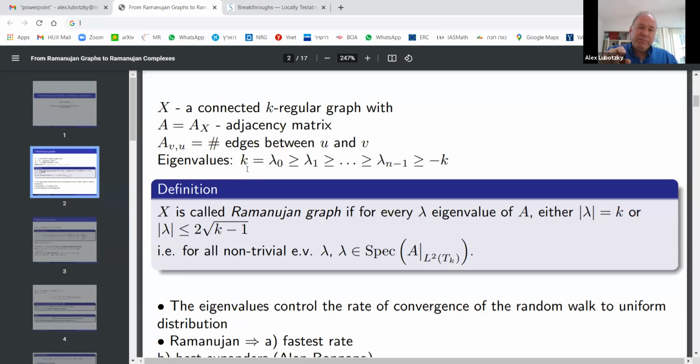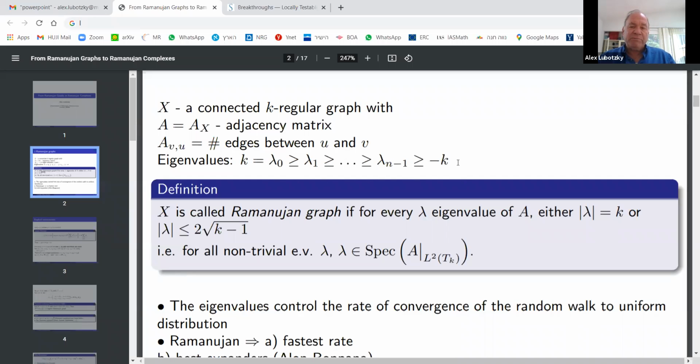And then the adjacency operator just means that if you think about it for a second, A of a function at a vertex v sums up the function over all the neighbors of v, over k neighbors. And then if you take the constant function, then the eigenvalue is k, and this is the largest one. The smallest one is possibly minus k. k is always an eigenvalue. Minus k is sometimes an eigenvalue.